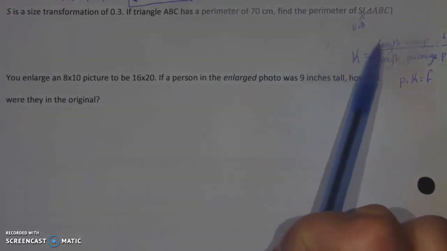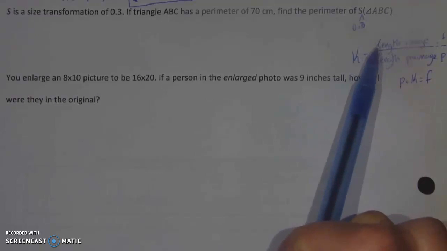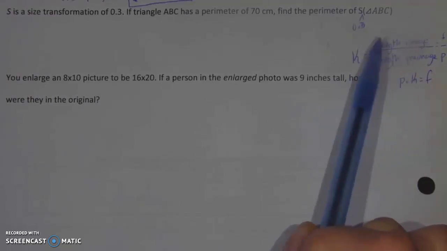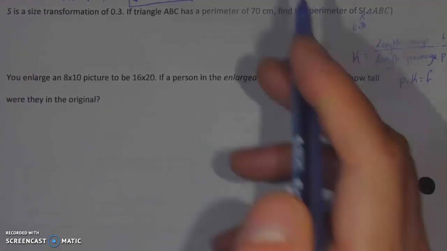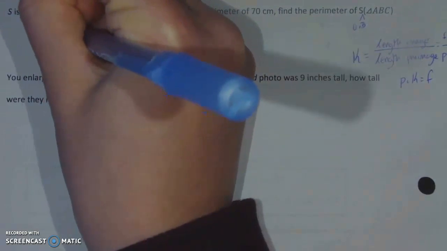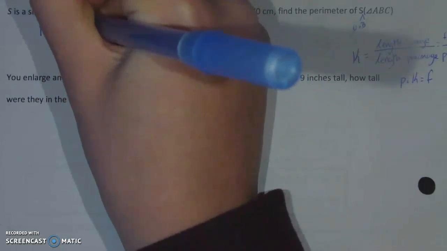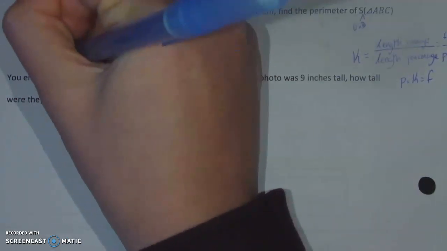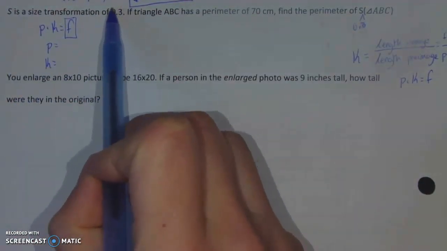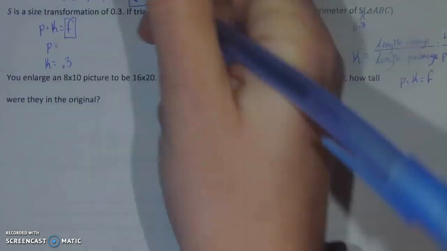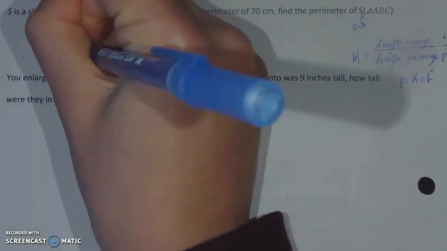Since I'm talking about length in regards to size change, I must be using these formulas. And it doesn't matter which one I pick, since they're the same formula written in two different ways. So I'm just going to go with this one, where my pre-image length times K is going to equal my final image length. Now I know that I want to find what my final perimeter is. That means I need to fill in P and I need to fill in K. According to this, K is our size change of 0.3. And my pre-image length that I'm talking about is the full perimeter, which is 70.